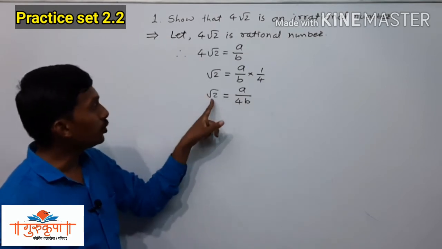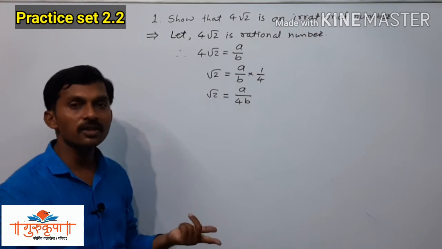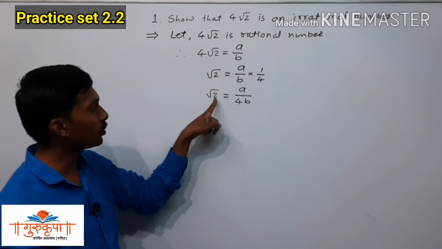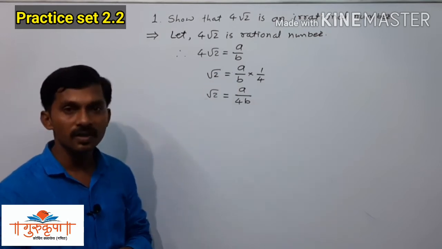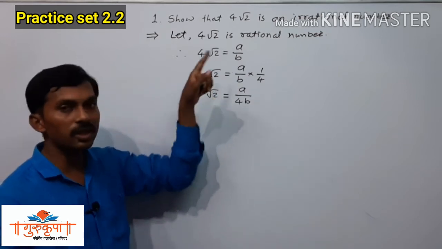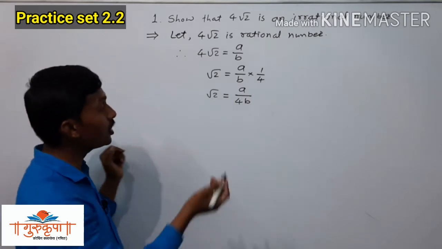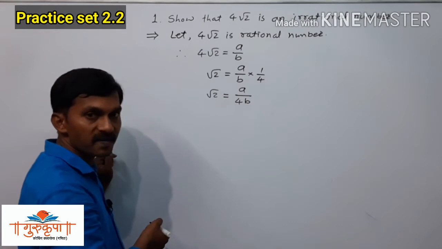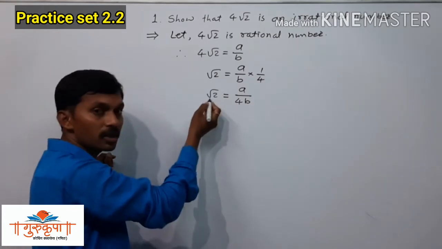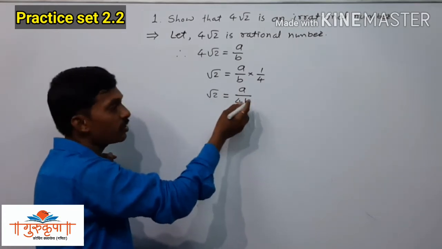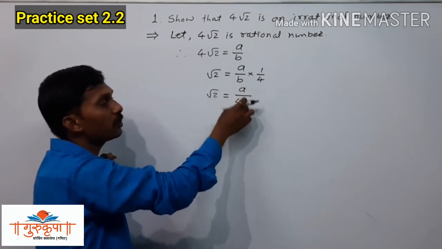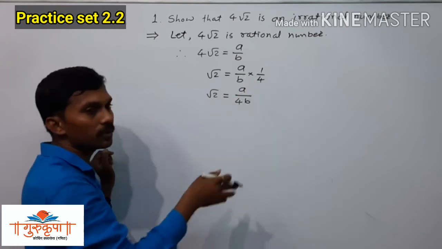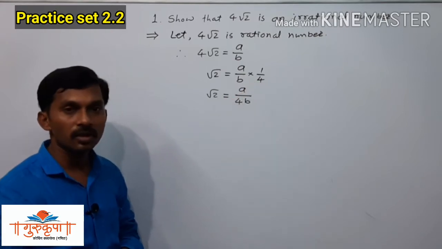Here a upon 4b is a rational number, and root 2 is irrational. Yesterday, in the previous lecture, we proved that root 2 is an irrational number. Now how is it possible that the left side is irrational and the right side is rational? How is the right side rational? Since a upon b is rational, 1 upon 4 is rational, the product of two rational numbers is always rational.